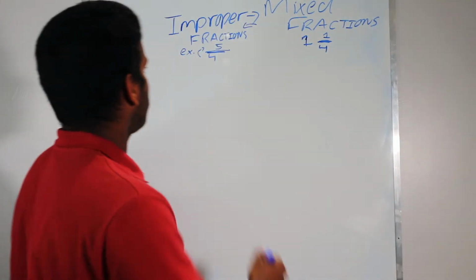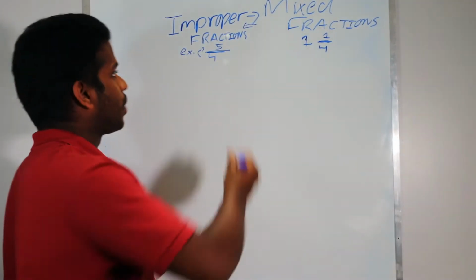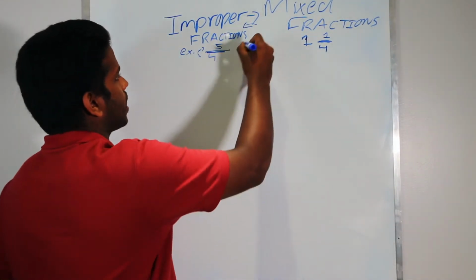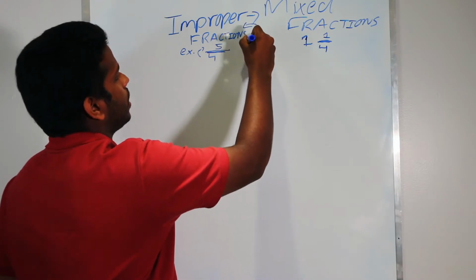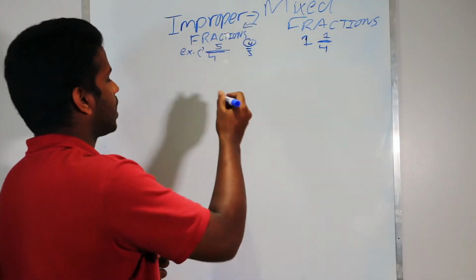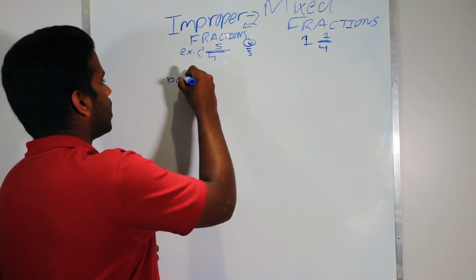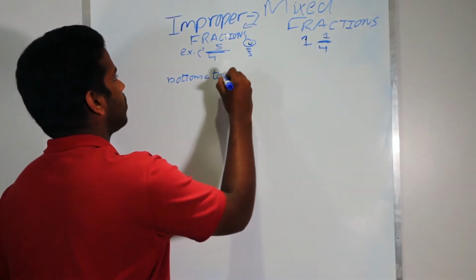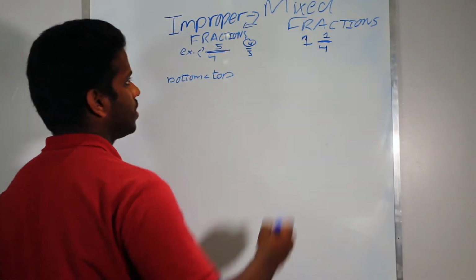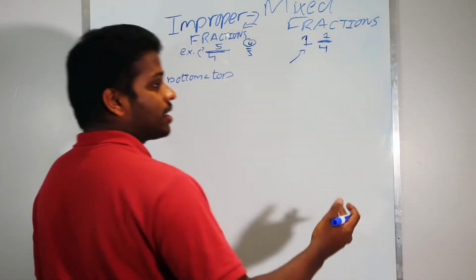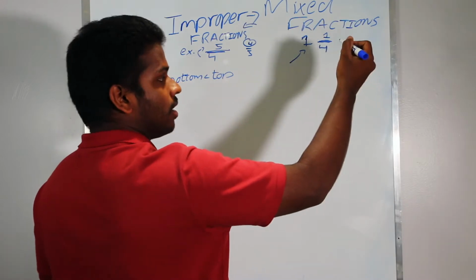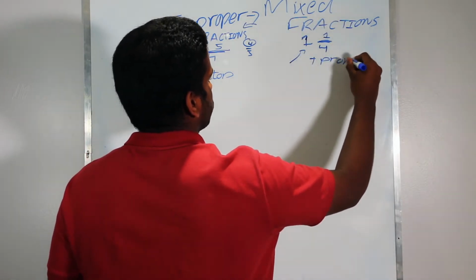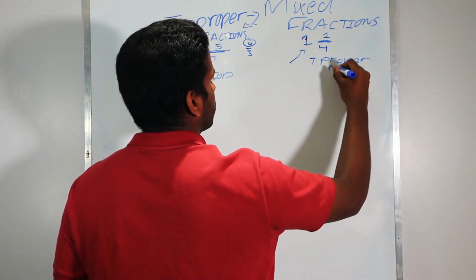If you don't already know, an improper fraction is where the numerator is greater than the denominator, unlike a proper fraction where the numerator is less than the denominator. So think of it as the bottom is less than the top. That's what an improper fraction is. And a mixed number fraction, you will have a whole number plus a proper fraction.